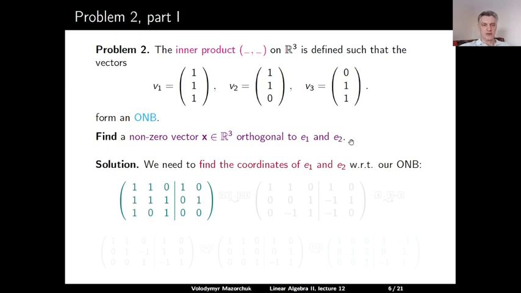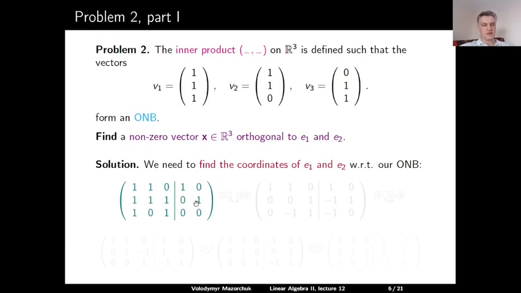So to solve this problem, we need to find the coefficients of e1 and e2 with respect to the orthonormal basis v1, v2, v3. In order to find these coefficients, we write our basis vectors as columns, then we take the vertical line, and then we write the coordinates of e1 and e2 in the standard basis. If we solve the corresponding non-homogeneous system of linear equations, we will get exactly the coordinates of e1 and e2 in the basis v1, v2, v3.